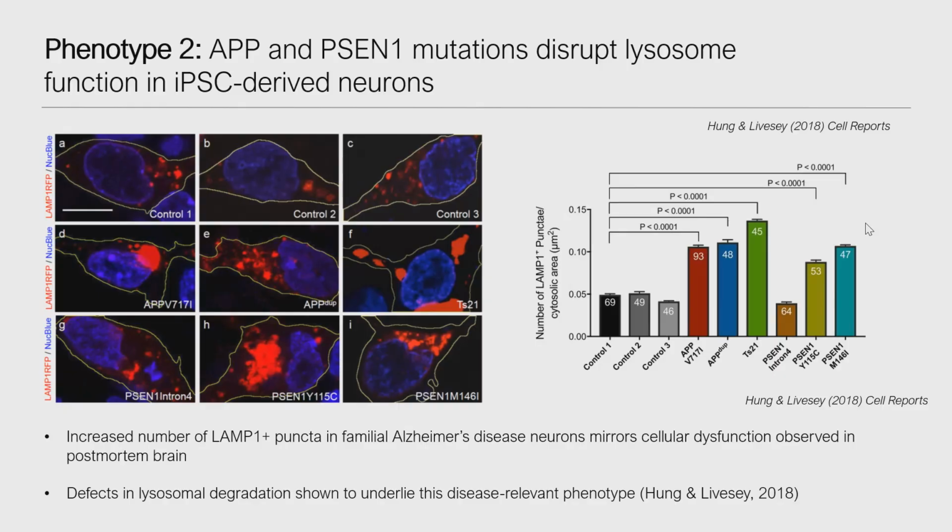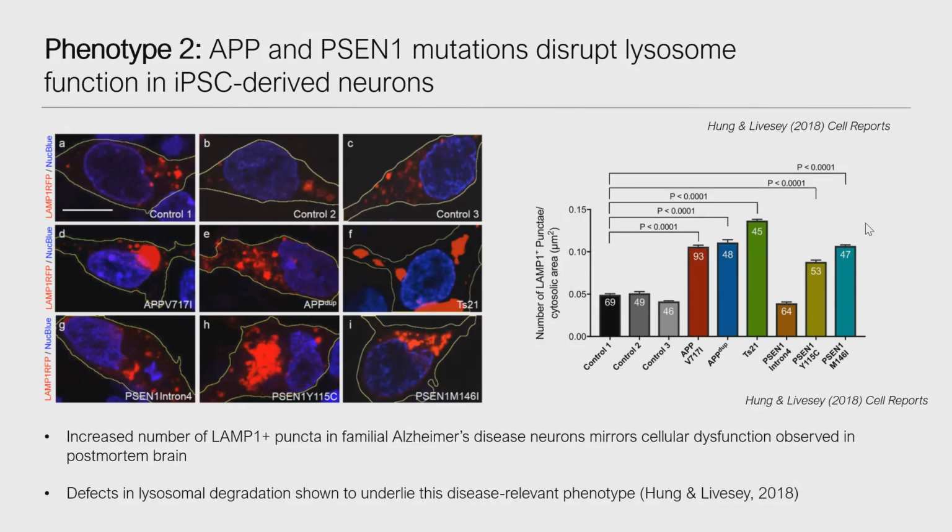The top three images show control neurons, and then a range of different APP and PSEN mutations in the second and third rows. Again, what you can hopefully see is a similar story to the previous slide, where the LAMP1 staining is really forming these large accumulations of lysosomes.